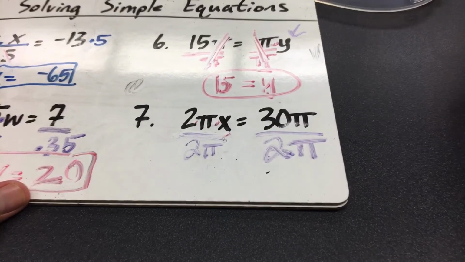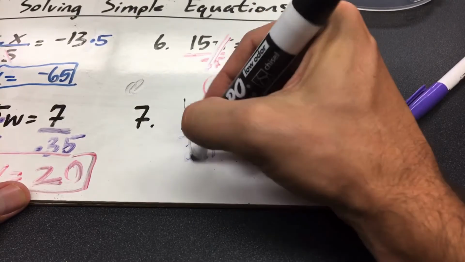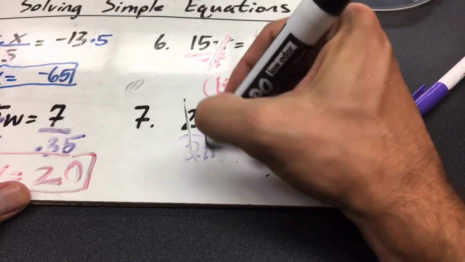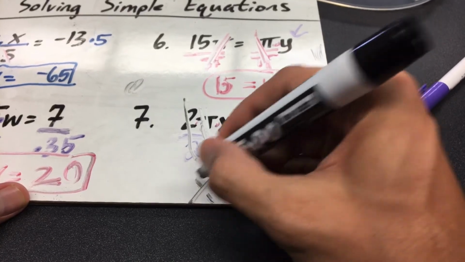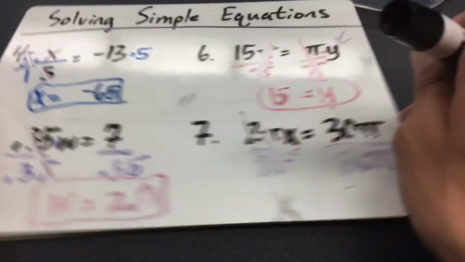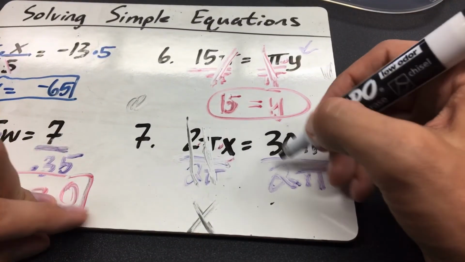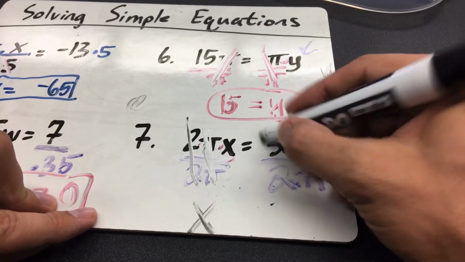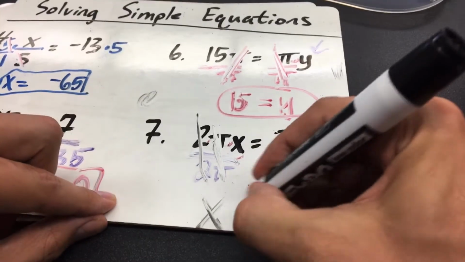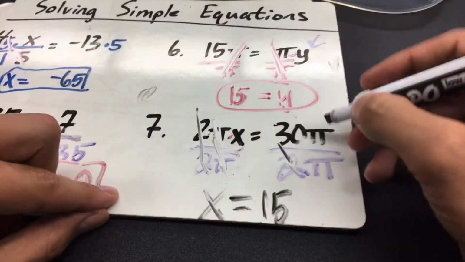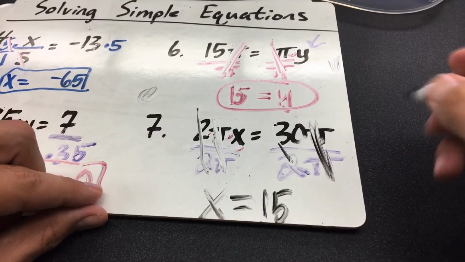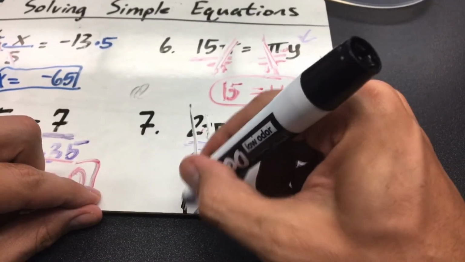Okay, so how can I solve it from here? 2 divided by 2, those cancel each other out. Pi divided by pi equals 1, those cancel each other out. You're left with your final answer down here, which is the letter x. And then on this side, 30 divided by 2. I know 30 divided by 2 is 15. And pi divided by pi, the pi's cancel each other out. So my answer is just 15.